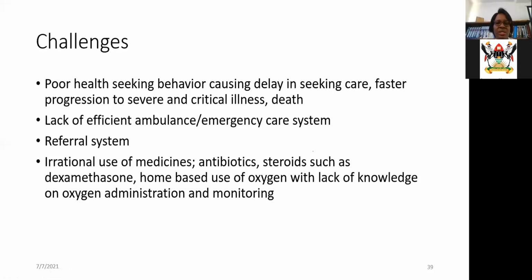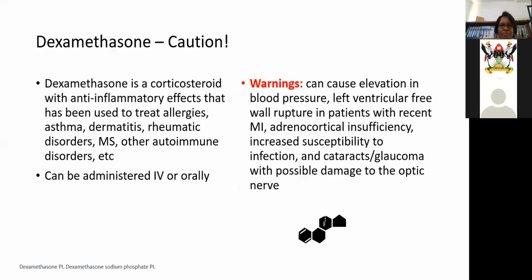The home-based care use of oxygen, with lack of knowledge of how to administer this oxygen and how to monitor the oxygen therapy, is also causing another problem. A patient desaturating, requiring 20 liters of oxygen per minute, is put at home on nasal prongs, and they're giving them 3 liters of oxygen per minute. How is that patient going to survive? So let's move away from this kind of irresponsible behavior.